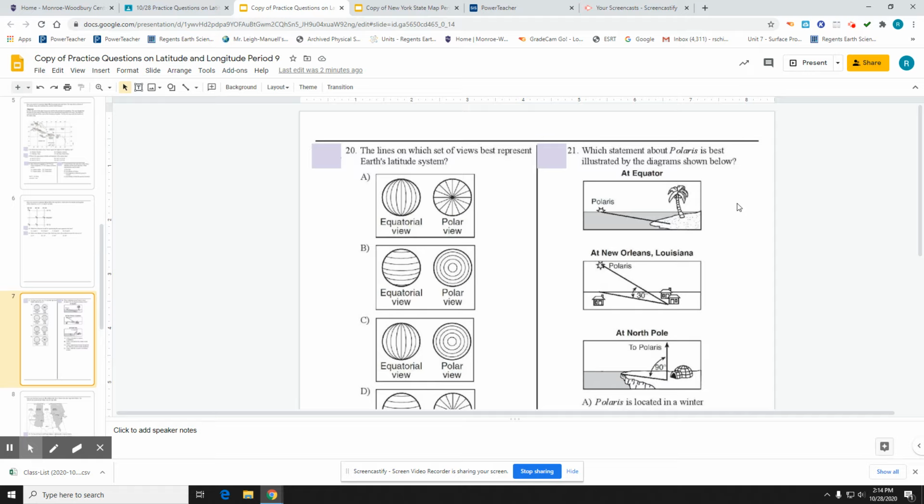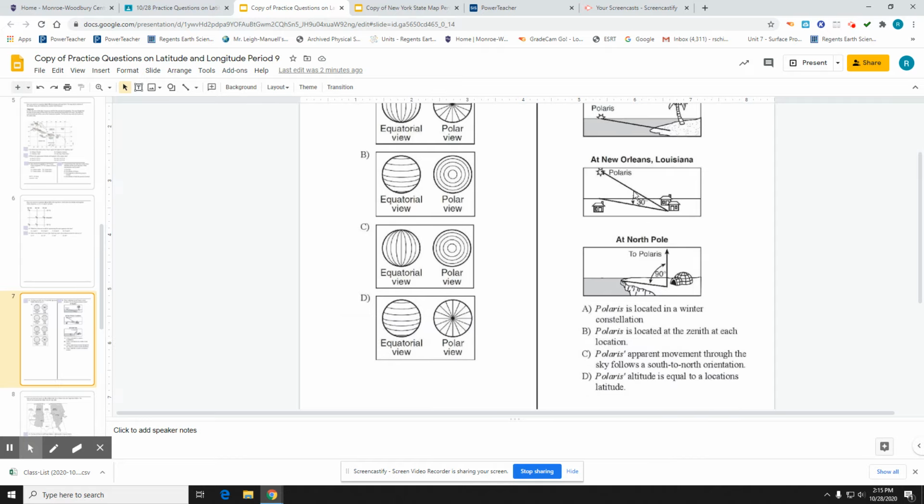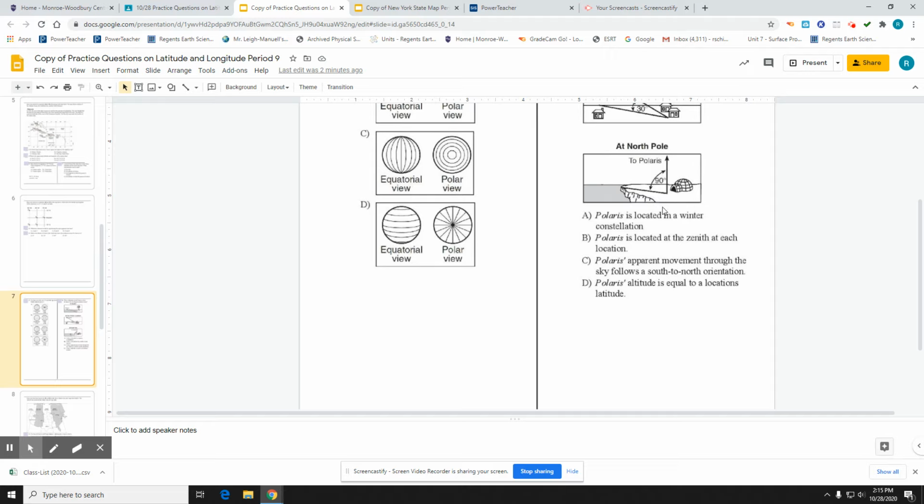Number 21, which statement about Polaris is best illustrated in the diagram shown? So Polaris at the equator is on the horizon. New Orleans is about 30 degrees high. And at the North Pole, it's directly overhead at 90. And the idea with this is that Polaris' altitude is equal to the location's latitude.